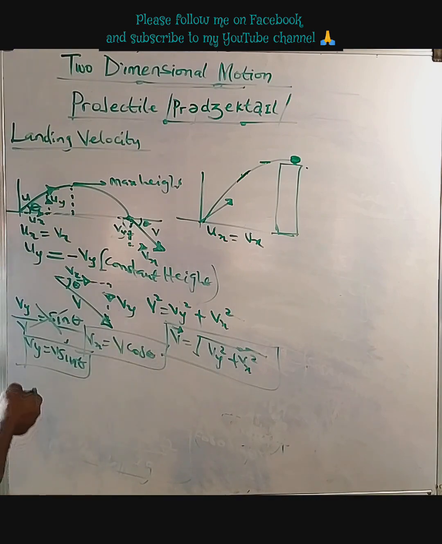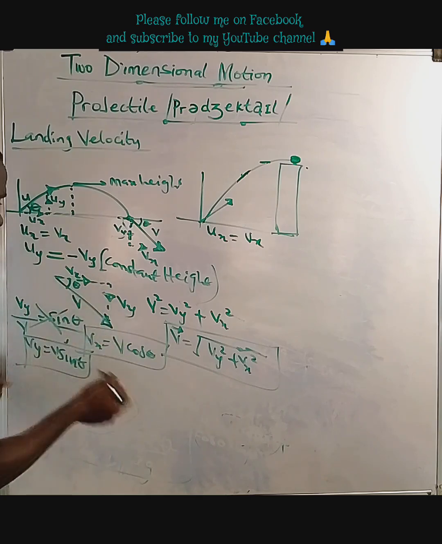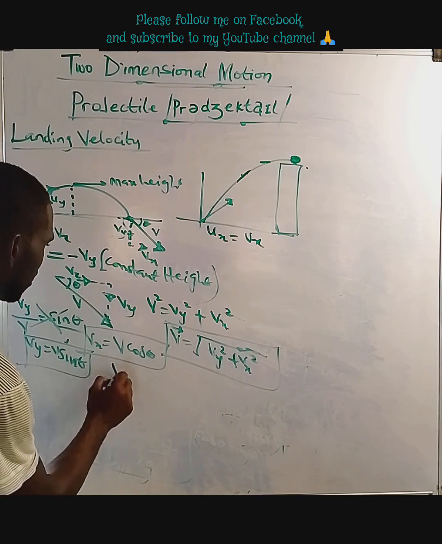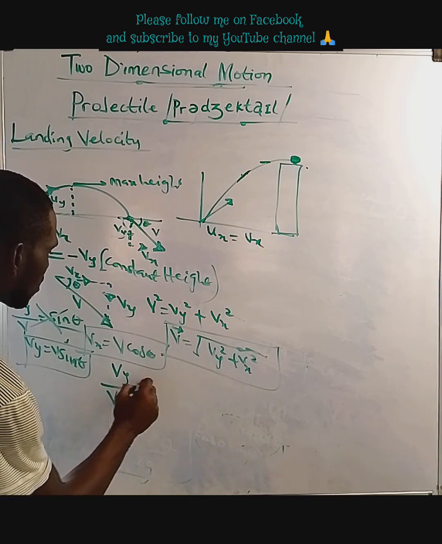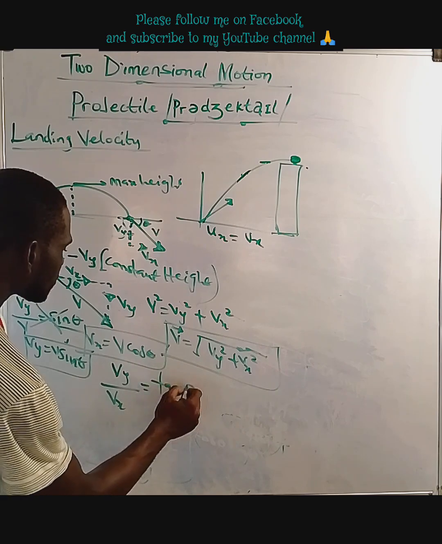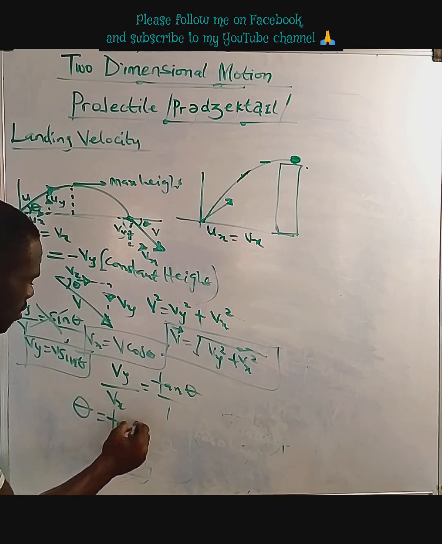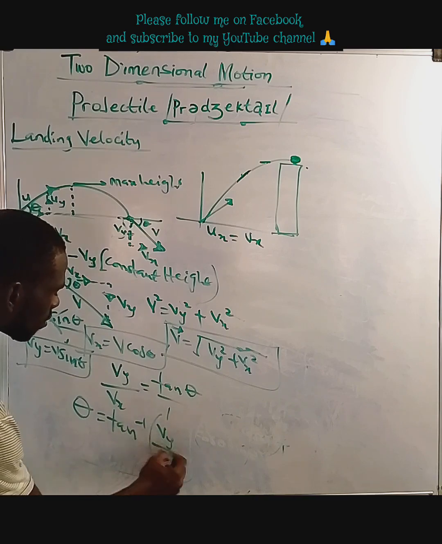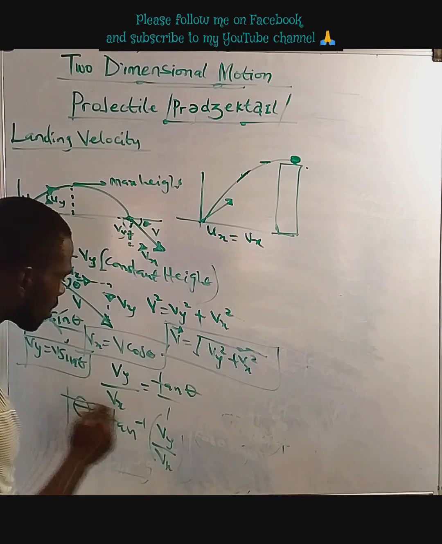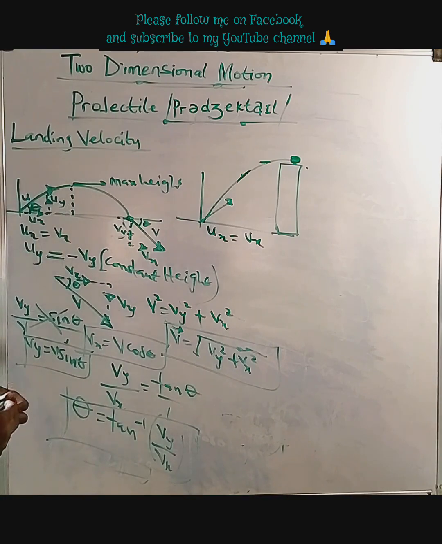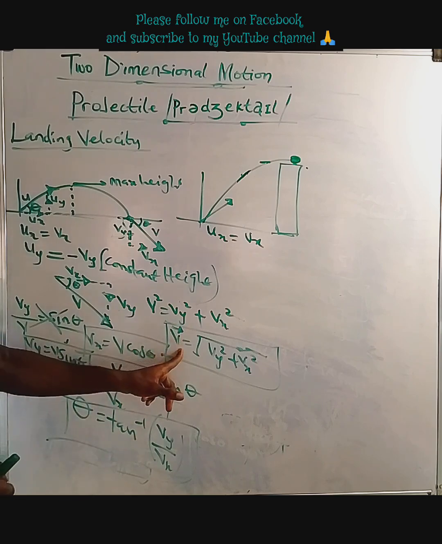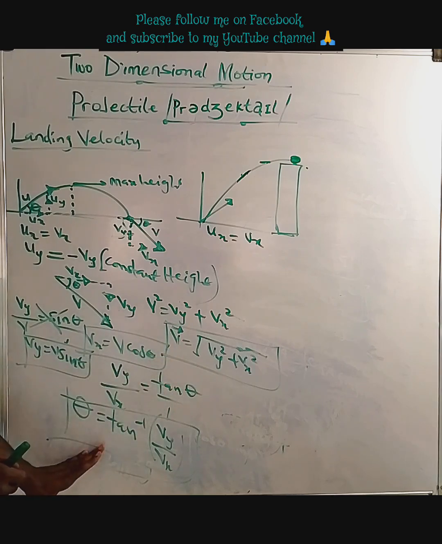We can also get the landing angle: opposite over adjacent, Vy over Vx equals tan theta. So the angle of landing is tan inverse of Vy over Vx. There's the angle of landing, as simple as ABC. This is the landing angle. So this is the landing velocity, and this is the landing angle.